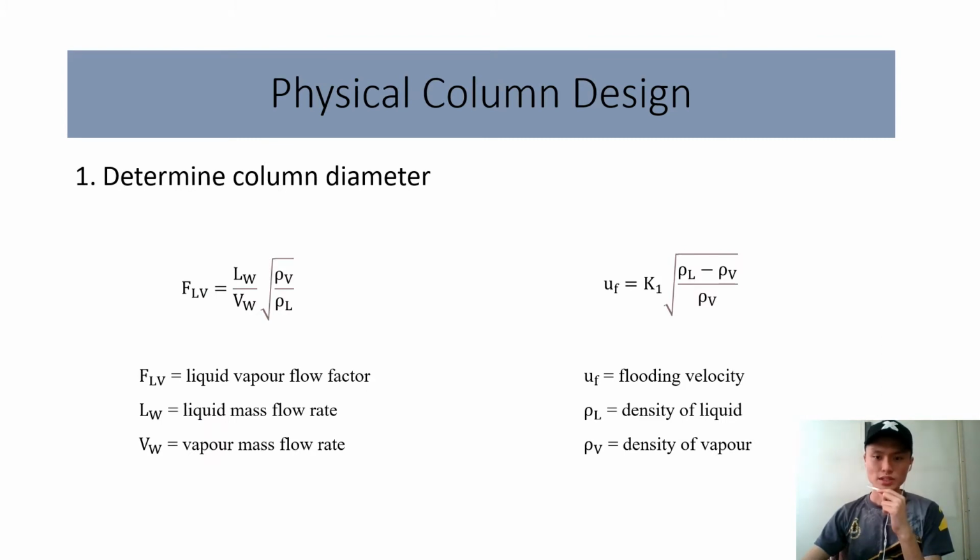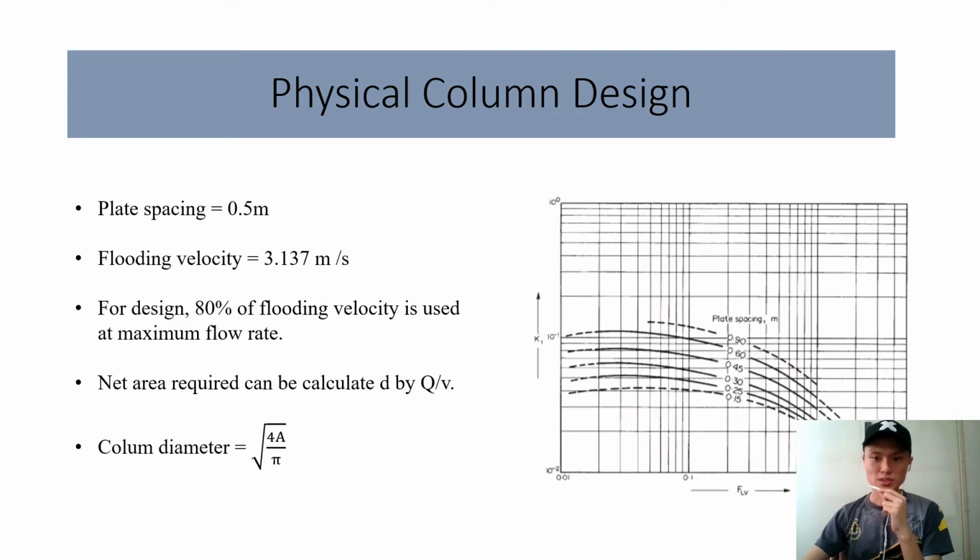So actually, we need to find the flooding velocity. To find the flooding velocity, we need to determine K1. And K1 is related to the liquid-vapor flow factor by a graph. So by using this graph and assuming plate spacing equals 0.5 meters, the flooding velocity can be found. Since our design is at 80% of flooding velocity, the column diameter can be found also.